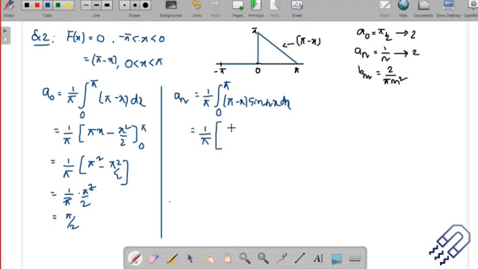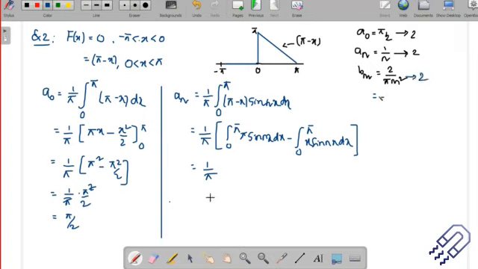So this would be nothing but integral from 0 to pi of pi sine of nx dx, minus integral from 0 to pi of x sine nx dx. This equals minus 2 by pi n square. Okay, maybe then it's correct.